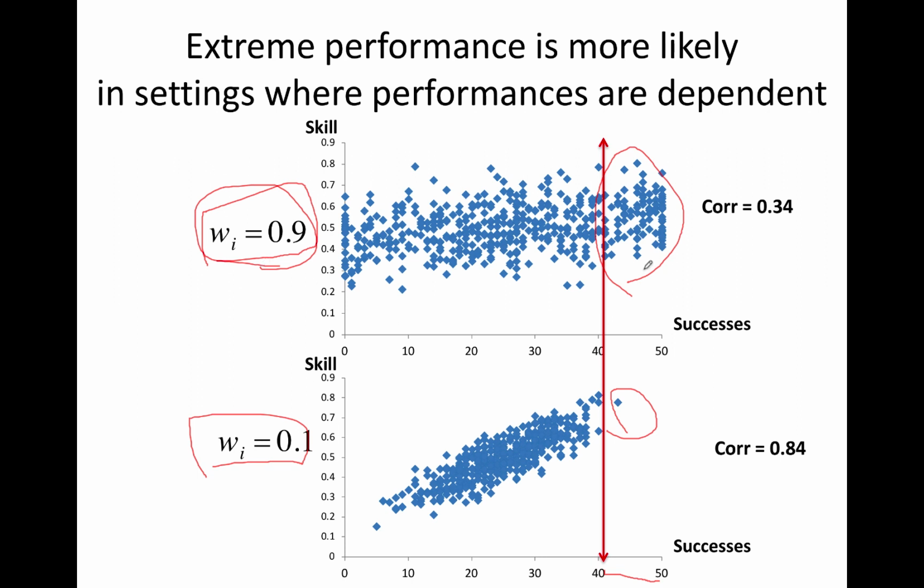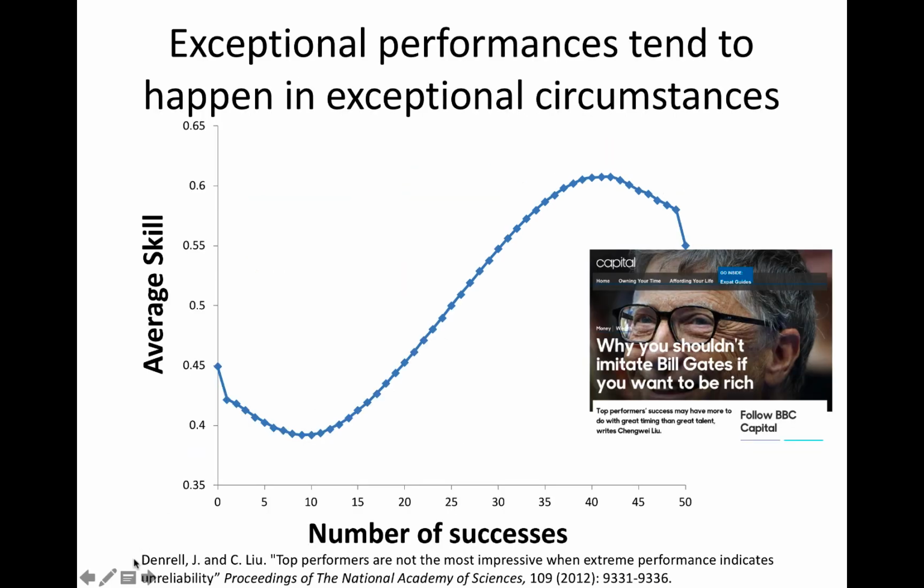But when W is very high, you are not sure whether those exceptional successes indicate high skill or early good luck. And that is exactly the reason why you observe this expected skill going down after this 42 or 43 successes. Because after that threshold, the unreliability of performance increased dramatically, then early good luck can overwhelm the skill, and that is essential to obtain exceptional successes in this model.